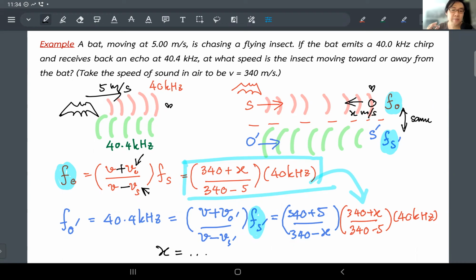All right, but what is the application of this? If you notice, this is how you can detect the speed of an object at a distance without touching it. Isn't that cool? Okay, so this is what happens. If you want to know the speed of the insect, you put some wave into it and detect the change in the frequency from the echo.